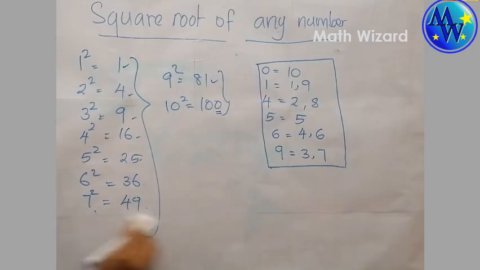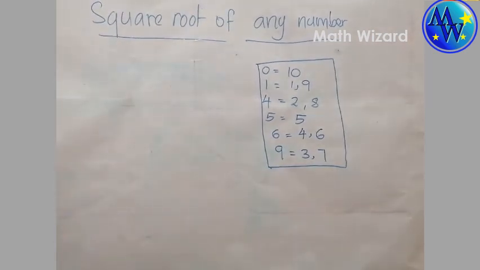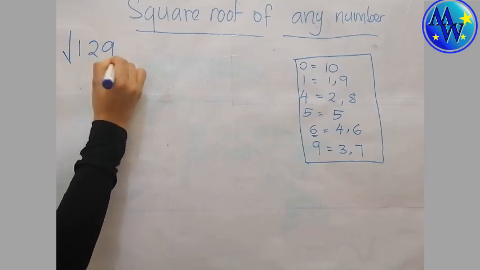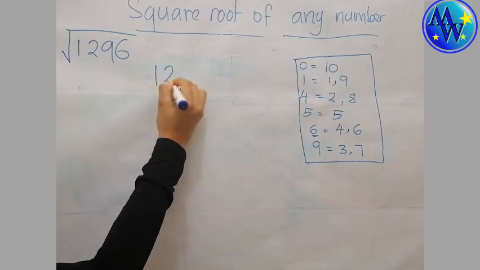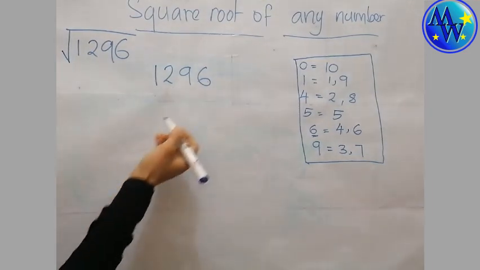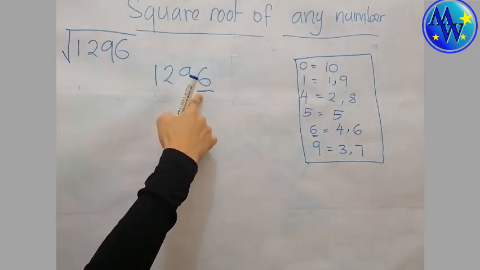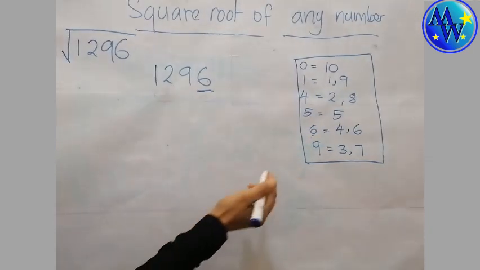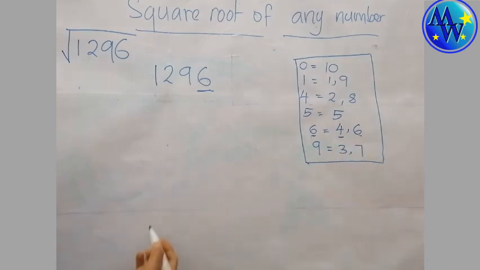Now let's check how to find the square root easily. I'm going to erase this one. Take one example. Find the square root of 1296. Okay, I'm going to write the number here. For finding the square root, first check the last digit of our number. Here it is 6. So go to our table and find the squares which end with 6. Here the squares ending with 6 are 4 and 6, right?